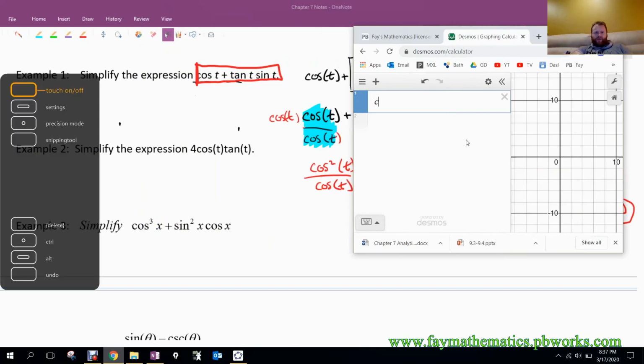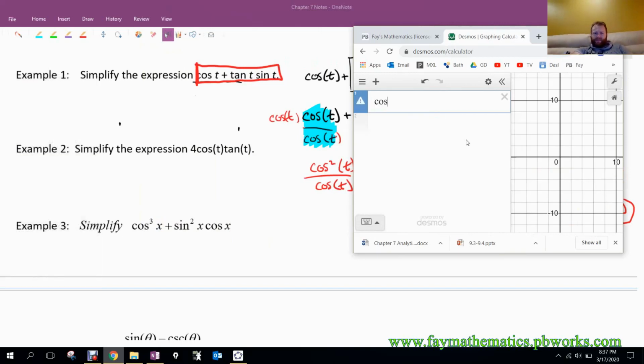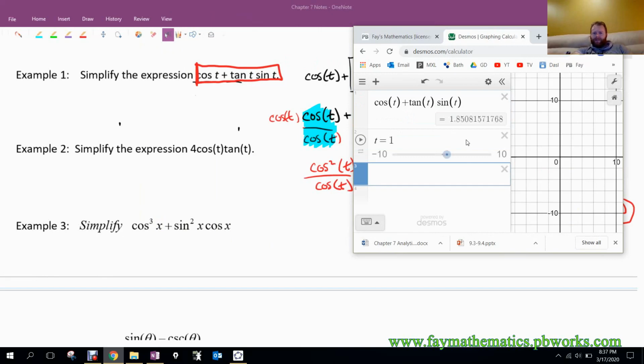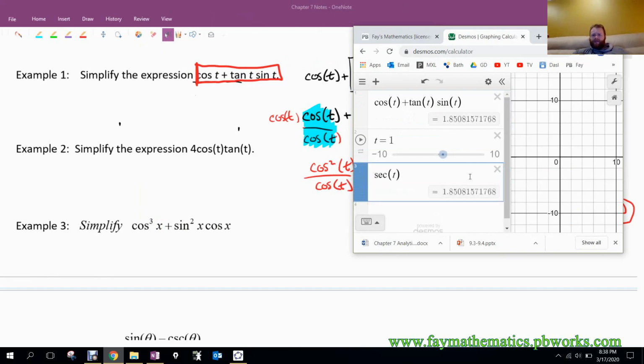But I'm typing, because this one has the secant function in it, or defined for it. So if I type that in, I just let my slider be t, and then I go secant of t. Do these two things evaluate? And the idea is that we've used identities, so they should evaluate the same way no matter what we use as our input.